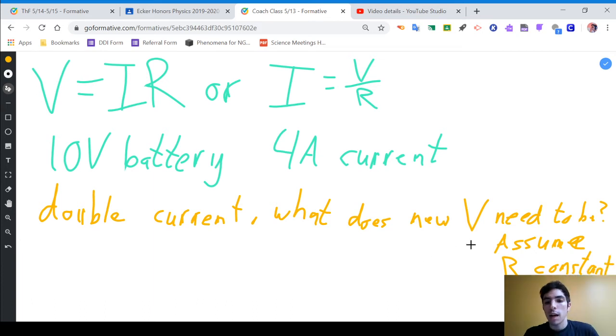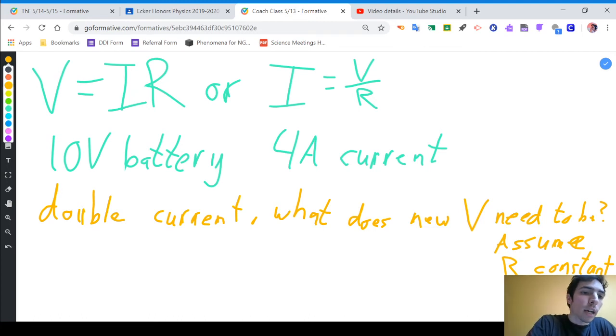And again, the reason that I'm assuming resistance is constant in this problem is because we're told that current is changing, right? We're doubling the current, and we're asked about what this new voltage needs to be. So voltage and current are changing, but we're going to assume that we leave the other piece of Ohm's law constant, so resistance. In the last problem, we were changing current and resistance, so I assumed voltage was constant. It depends on what the question being asked of you is, based on what you assume is constant.